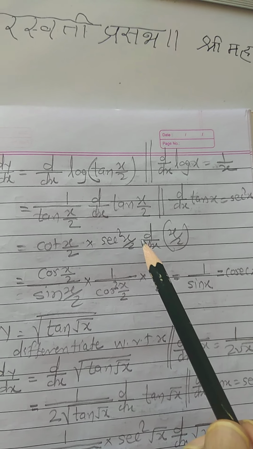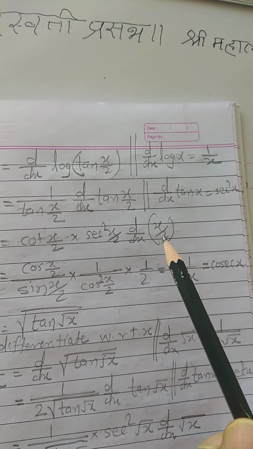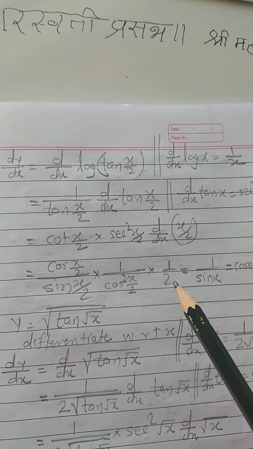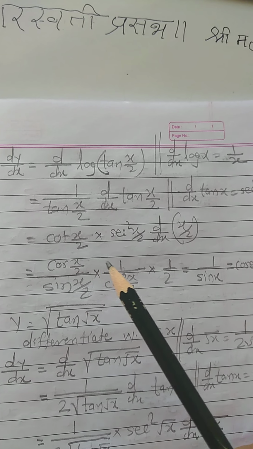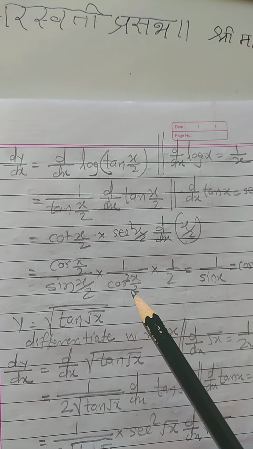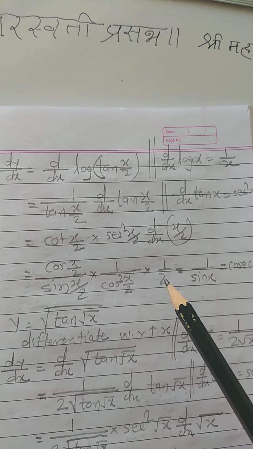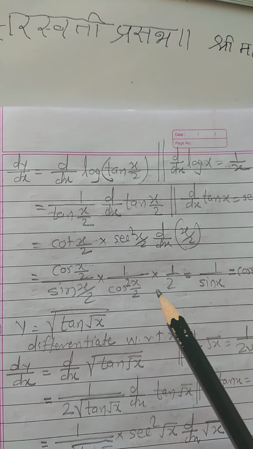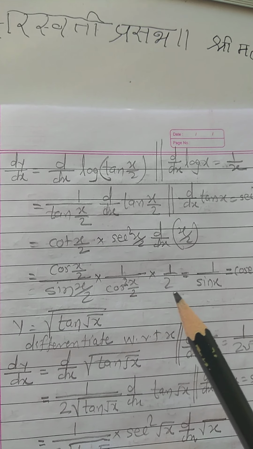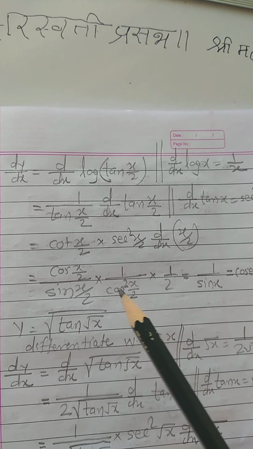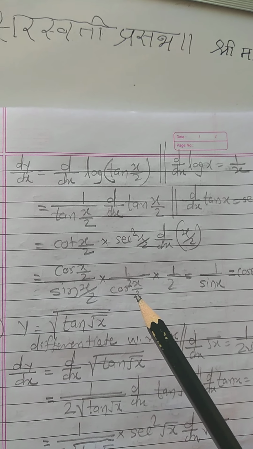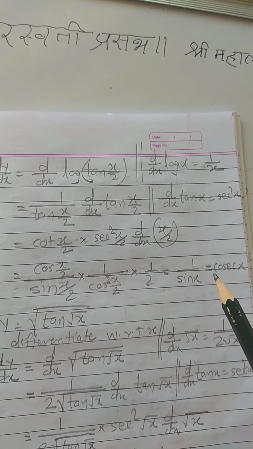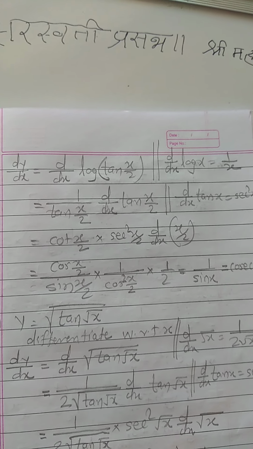Now we have to take the derivative of this angle x by 2. Derivative of x by 2 is 1/2. Now this cos x by 2 will get cancelled with one of the cos x by 2. What remains is 2 into sin x by 2 into cos of x by 2. So 2 sin cos is sin double. So 2 sin x by 2 cos x by 2 will give you sin of x. 1 upon sin is always cosec of x.